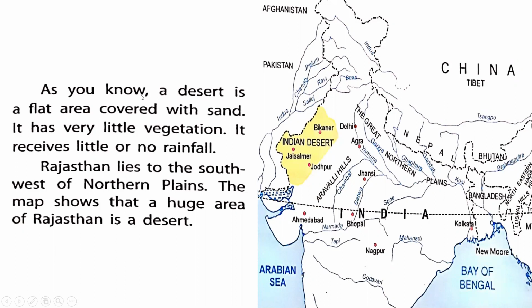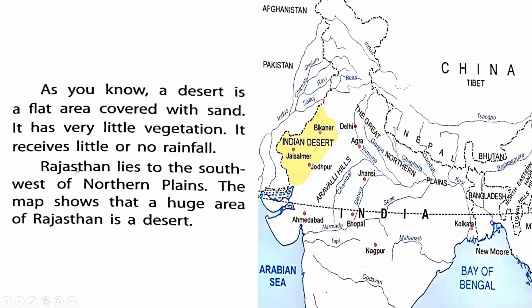Now, what is a desert? A desert is a flat area covered with sand. Desert has very little vegetation. Why? It receives little or no rainfall. Am I clear? It has little vegetation because it receives little or no rainfall.